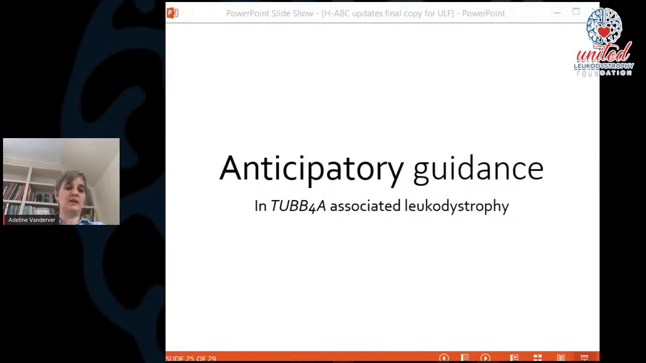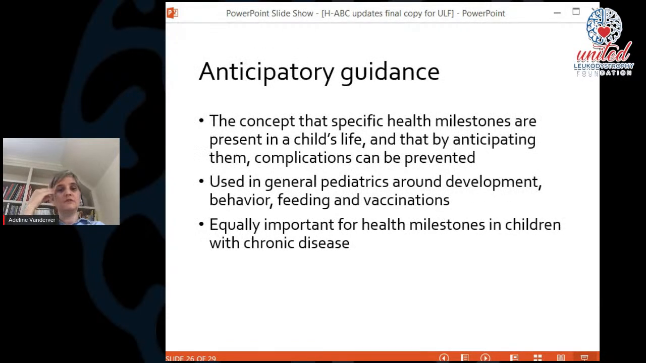And so one of the things that we find really important, that we've been really focusing on, is that there's a lot that can be done for symptom management while we're waiting for potential therapies, to make sure we keep children safe and to make sure we anticipate problems rather than have to be reactive to them.